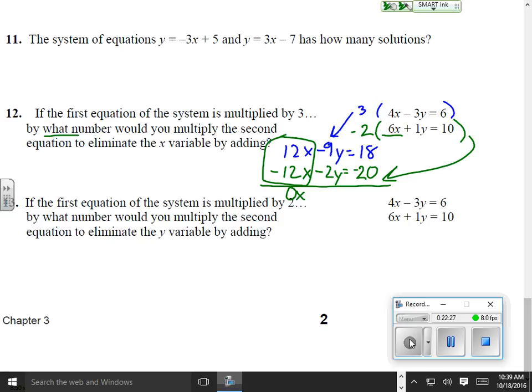So what number would you multiply the second equation by? Negative 2.